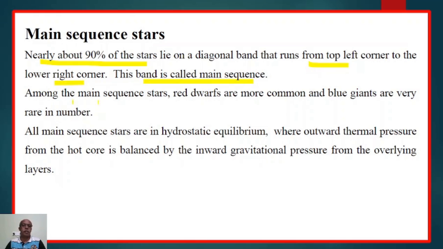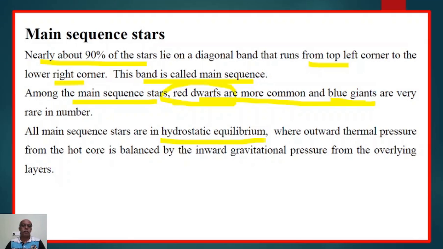So among the main sequence stars, red dwarfs are more common and blue giants are very rare. Most of the stars which are on the main sequence are red dwarfs. Only a few are blue giants. And all main sequence stars are said to be in hydrostatic equilibrium.